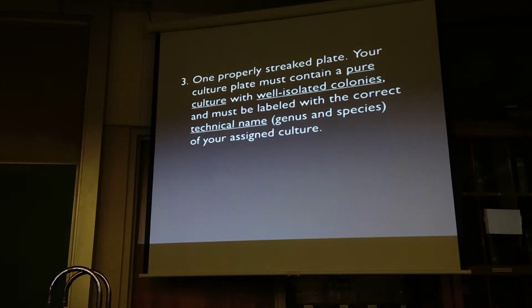And when you turn in that plate, it has to be a pure culture, it has to have well-isolated colonies, and it has to be properly labeled, which in this case is the correct technical name for your morphological unknown. You can't call it morphological unknown number 24. It has to have a name, which means you have to go to NCBI and find out what it is before you label that plate.